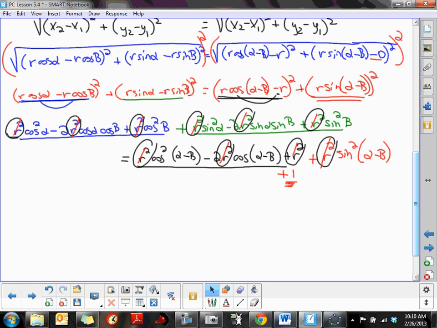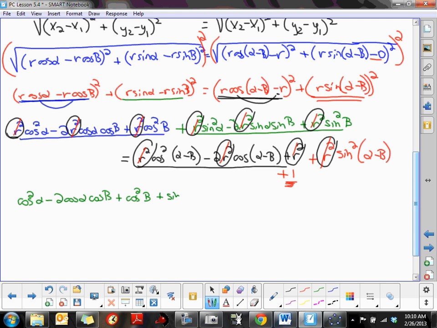So we've got a little bit of a condensed equation now that says we have cosine squared of alpha minus 2 cosine of alpha cosine of beta plus the cosine squared of beta, then plus a sine squared of alpha minus 2 sine of alpha sine of beta plus sine squared of beta.